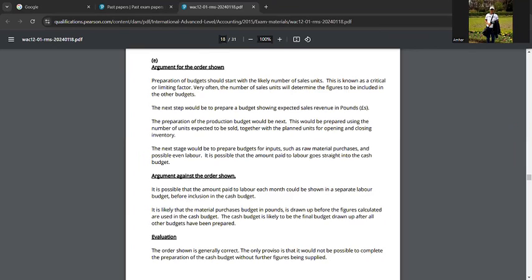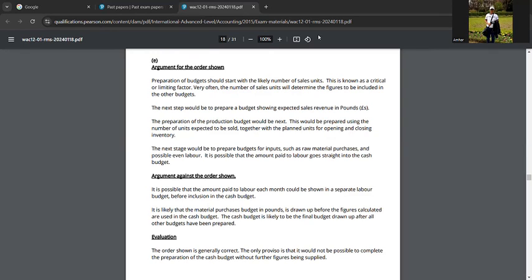In this question, they're saying Magic Carpet PLC has prepared its budgets in the order shown below: sales of rugs and then revenue in pounds, production of rugs, extract of cash budget, that is the amount paid to labor each month, and then material purchases in pounds. They are asking you to evaluate whether the order of drawing up budgets shown is a suitable order for Magic Carpet PLC. So they are asking whether this order is suitable or not. What you can do is give arguments.